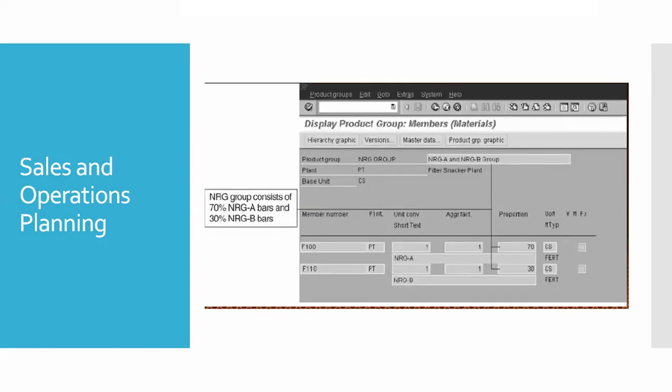So this is one of the data from display product group member material from the software, where the NRG group consists of, suppose, 70% NRG A bars and 30% B bars. Now, based on this, 70% is A bar and 30% is B bar.